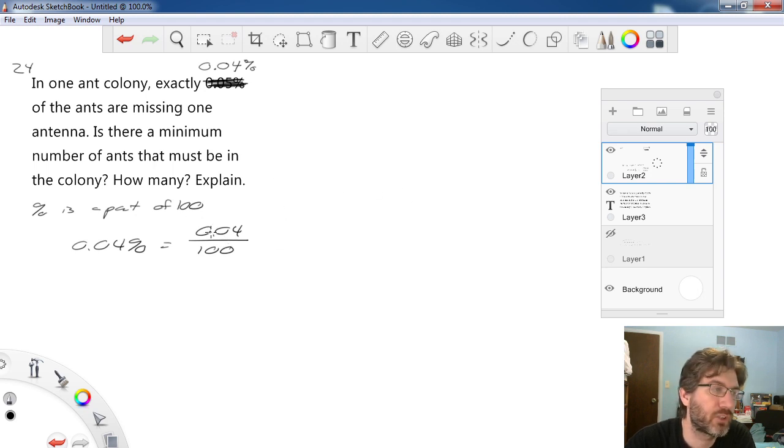So what we're going to do first is multiply each by 100 to get that decimal point out. So I'm going to multiply this by 100, and this by 100. This is still the same percentage. So it's just 4 over, instead of 100 here, 100 times 100, which is 10,000. So 4 out of 10,000 are missing one antenna. That's what that's saying. However, that's not the minimum. If there were 1,000 ants, only 4 of them would be missing an antenna. Well, what if only one was missing an antenna?